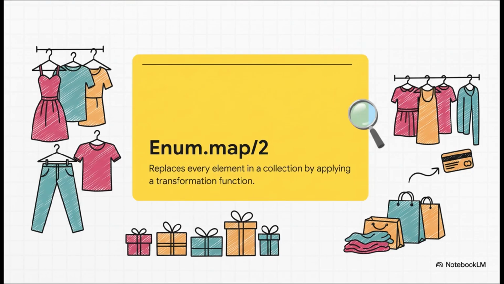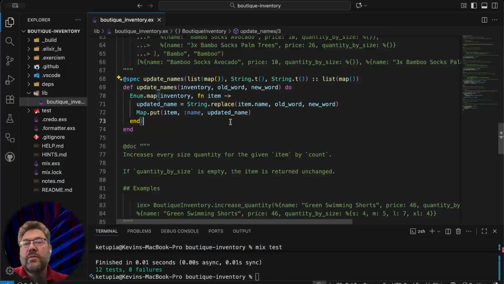This is probably one of the most useful functions in the whole toolkit. It's like a magical copy machine. It walks through every single item on your list, applies whatever change you tell it to, and then hands you a brand new list with all the updates. It is the ultimate tool for bulk changes. Copilot's implementation of update names is decent enough.